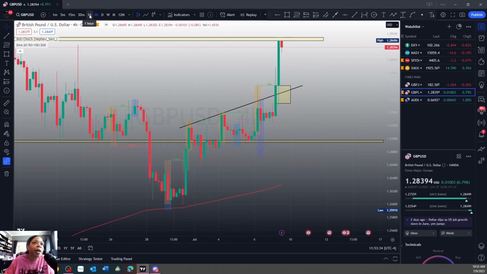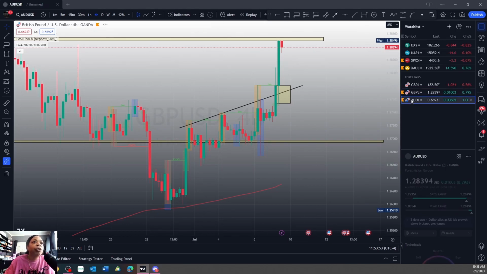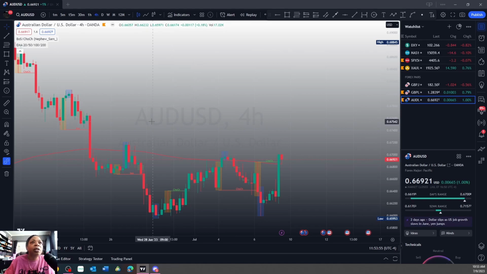You want to learn the pairs and the currency that you trade in order to have a better analysis that sticks. Because once you start trading a particular pair, you'll know how it moves, and you'll become familiar with some of the things that it does on a regular basis. Moving over to AU, since we just moved from GU.